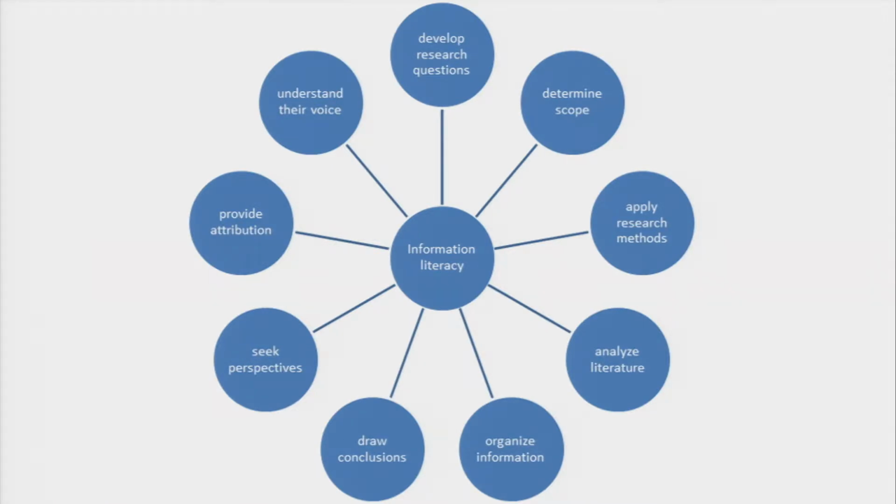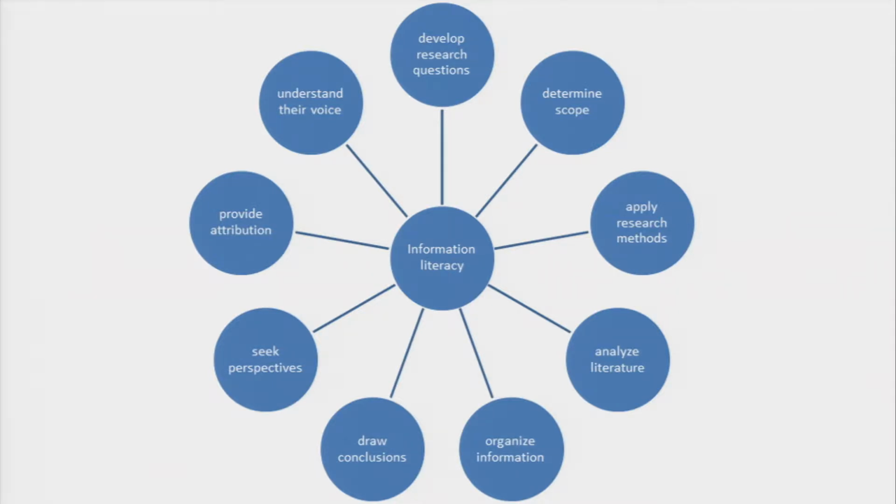This pictorial here, I just wanted to pull out some of the information literacy abilities that students work on, the things that students develop as they go through their programs. So for example, developing research questions, and sometimes students have big topics and they need to determine the scope of their topic. They might need to think about how to apply research methods, choose a research method. They might also need to draw conclusions and seek perspectives from the literature, and then seek to understand where their own perspective and their own voice fits into that scholarly conversation.